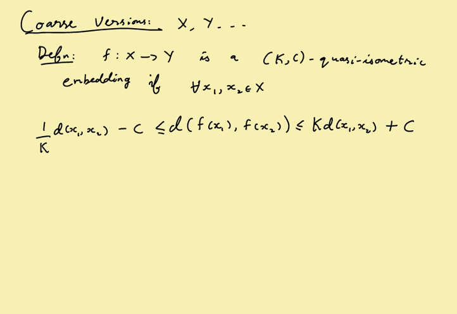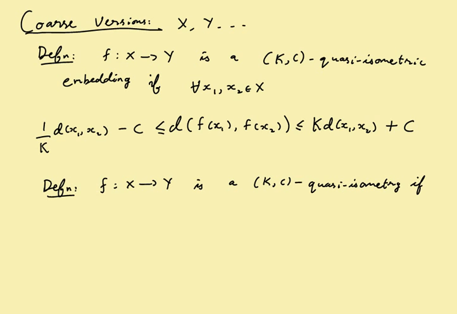And a quasi-isometry f from x to y is a (k,c) quasi-isometry if f is a quasi-isometric embedding with the same constants k and c. Incidentally, often we drop the constants and just say it's quasi-isometric. That means there is some (k,c) for which it's a quasi-isometry.